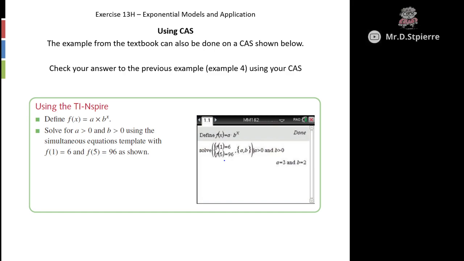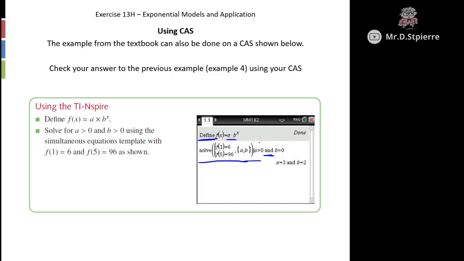We can still solve just like any other form of simultaneous equation, or system of equations as it's called on the CAS. You need to make sure you define it with your two unknowns, and then you use your menu, algebra, solve system of equations, choose two equations, and then input it like that. How do we get this "and" in?